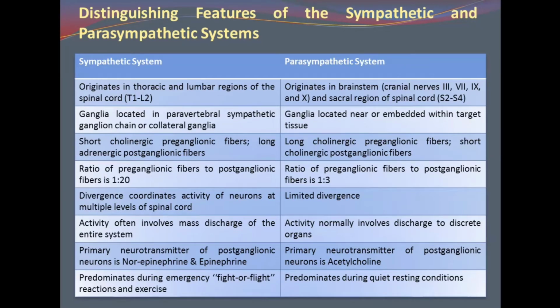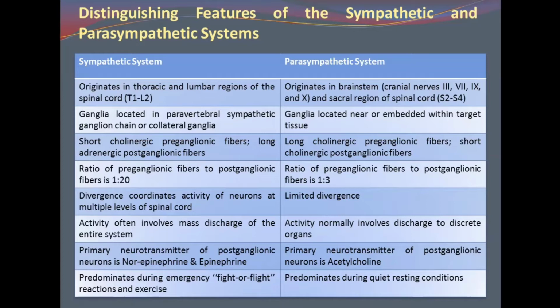There are some distinguishing features between sympathetic and the parasympathetic nervous system. Sympathetic nervous system originates in thoracic and lumbar regions of spinal cord, that is from T1 to L2, while the parasympathetic nervous system originates in the brainstem, which includes cranial nerves 3, 7, 9, and 10, and sacral region of spinal cord S2 to S4. Ganglia are located in the paravertebral sympathetic chain in sympathetic nervous system, while in parasympathetic system, the ganglia are located near or embedded within the target tissue.